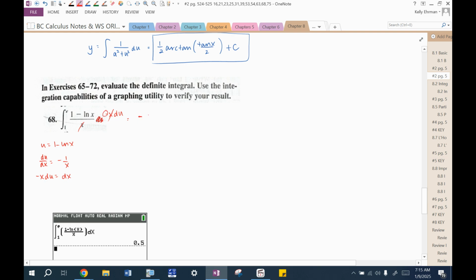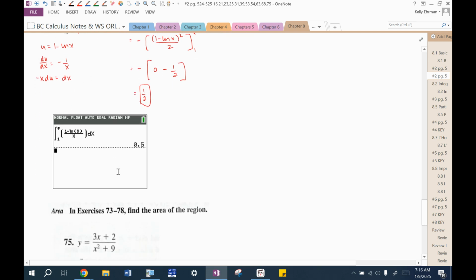So it's negative integral from 1 to e of just u du. And that's negative u squared over 2, but instead of u, I'm going to put this in: (1 minus ln x) squared over 2 from 1 to e. So plug e in. The natural log of e is equal to 1. So 1 minus 1 is 0. Minus, the natural log of 1 is 0. So (1 minus 0) squared over 2 is 1/2. So I'm getting positive 1/2. And when I typed this into my calculator, it agreed with me and also got 1/2.